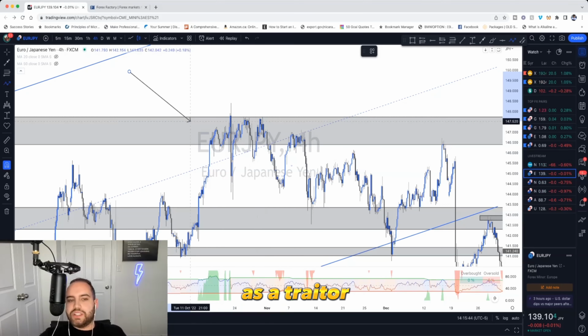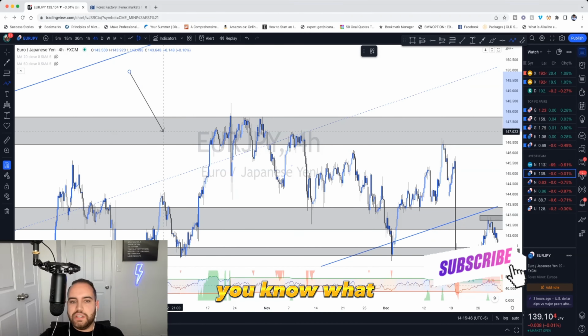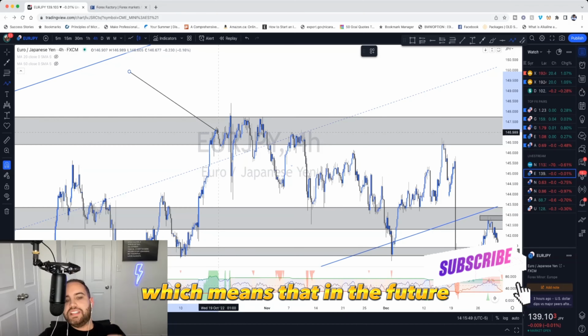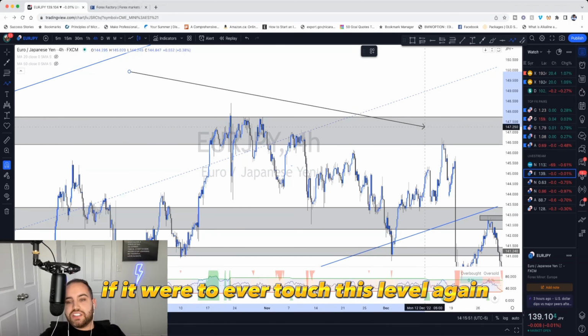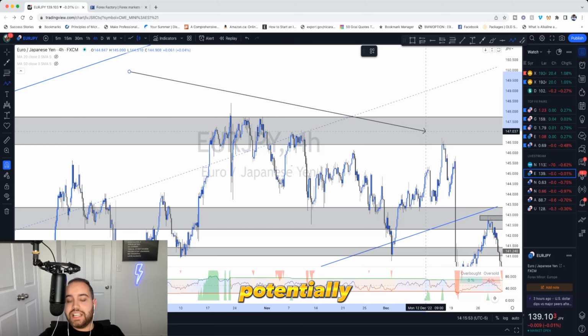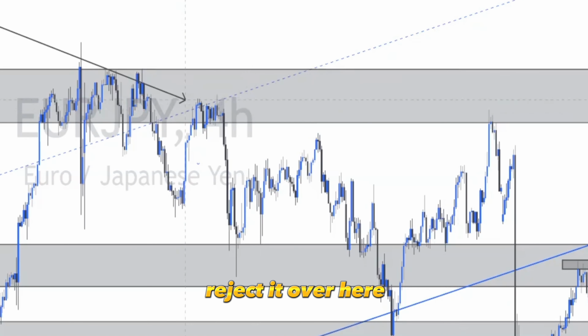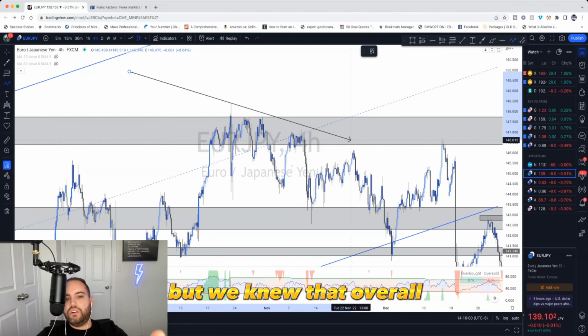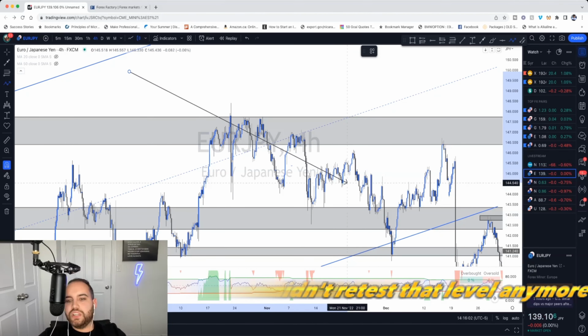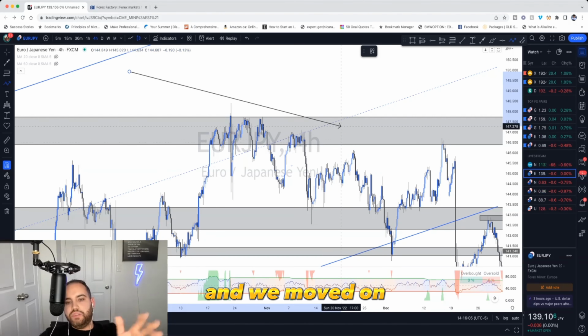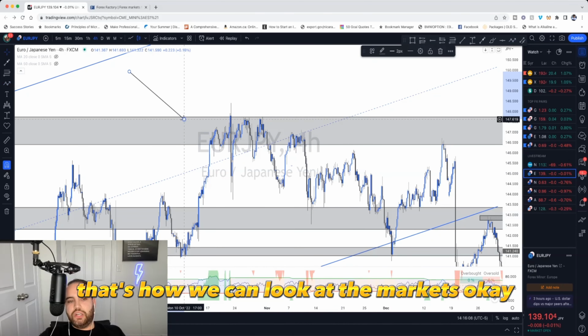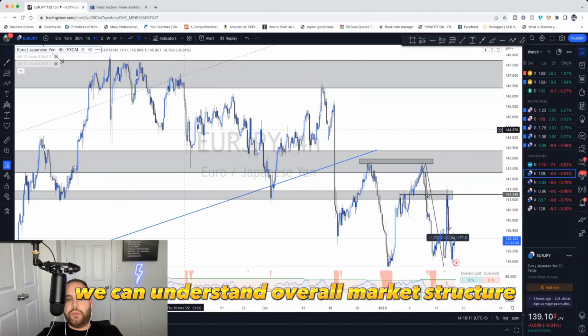So what does this tell you as a trader? Well, this tells me that this level is quite significant, which means that in the future, if it were to ever touch this level again, we can anticipate potentially that price may reject this level structure once more. Look at over here, rejected over here. Price tried to come up, but we knew that overall price was starting to exhaust, so we didn't retest that level anymore and we moved on. Knowing that, that's how we can understand overall market structure.